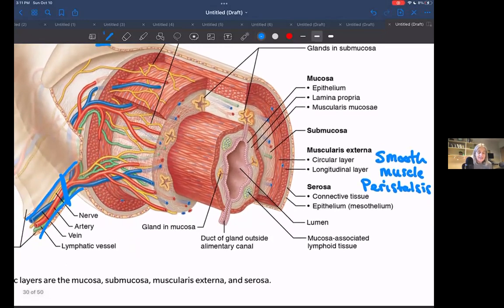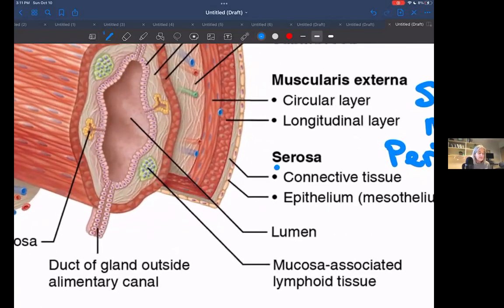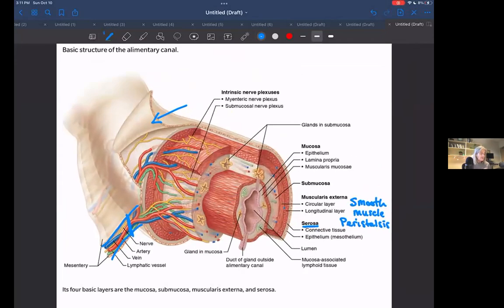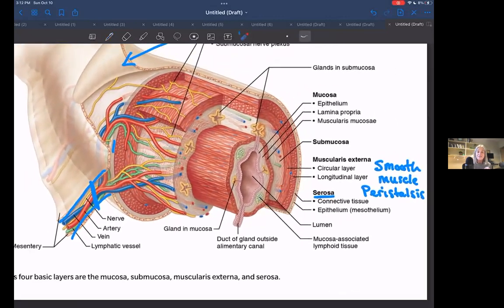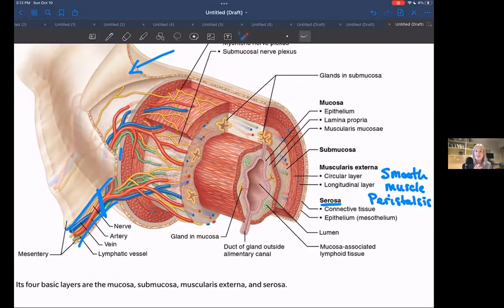Okay, so the last layer, serosa. This is that connective tissue that is on the outside. But one of the things that you'll notice is that it is also connected to the mesentery. So this is my mesentery. The mesentery is important because it allows for blood vessels and lymphatic vessels and nerves to travel to these organs that mainly sit in our abdominal cavity. Okay, so those are the four tunics, the histology of the alimentary canal.